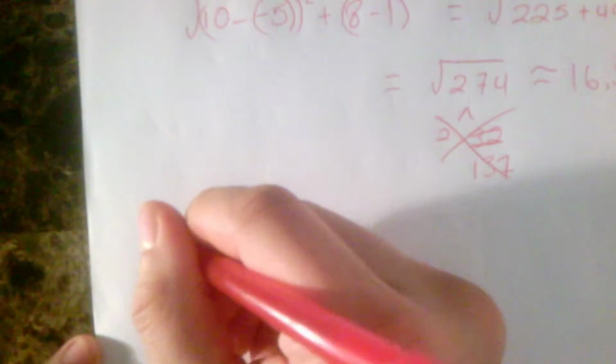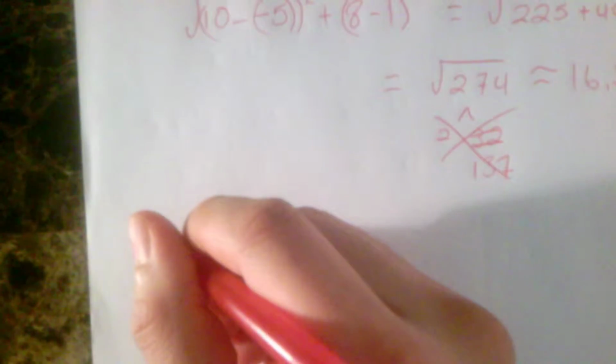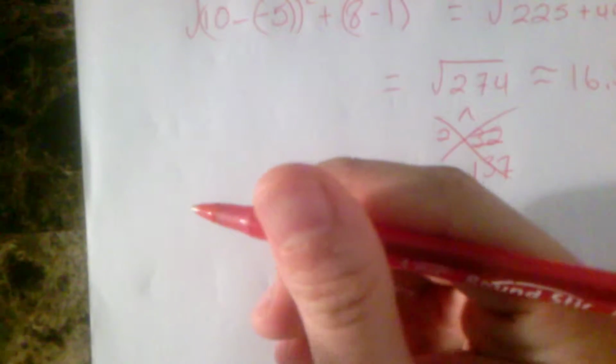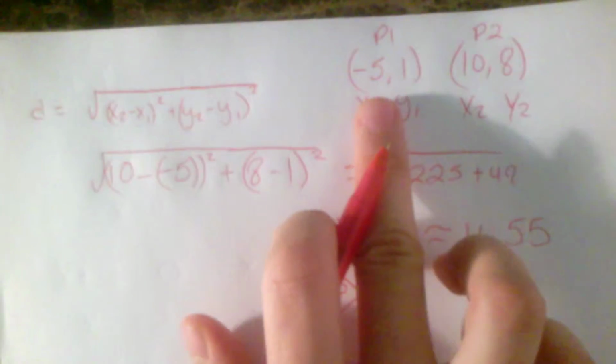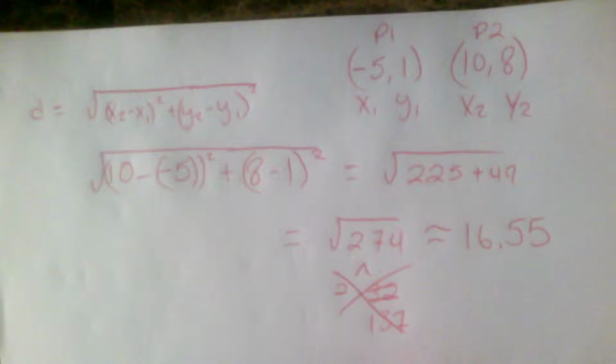Midpoint formula. Midpoint formula is actually kind of the easiest one of all of these. So let's use these same 2 points. I'm going to bring them back down: -5, 1, and 10, 8. These are still going to be our 2 points down here. And we're going to do midpoint. Midpoint formula is as follows, and I'm going to shorten this to MP.